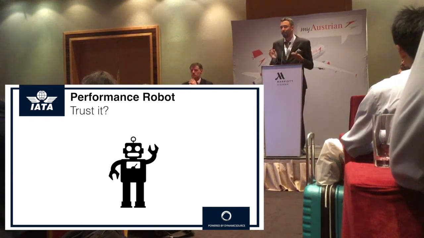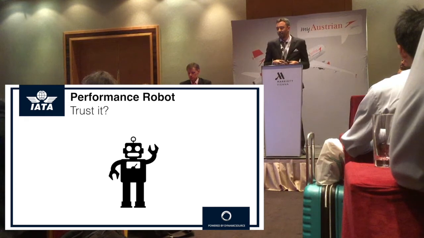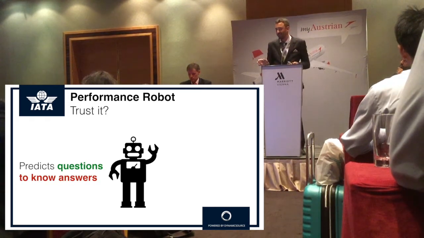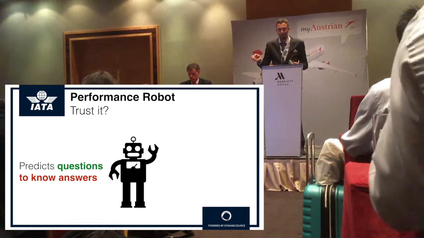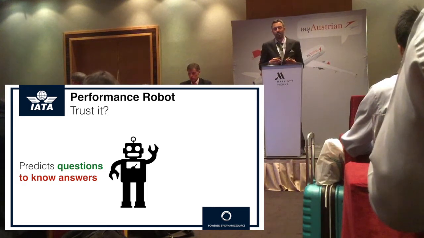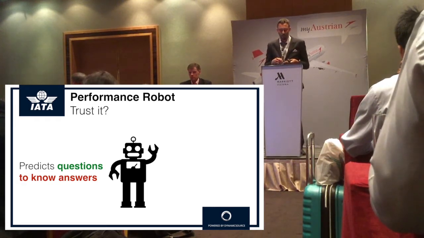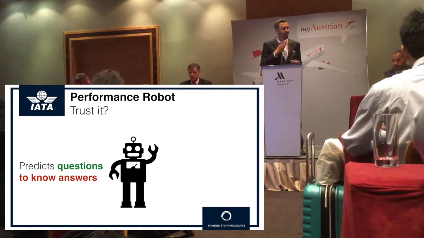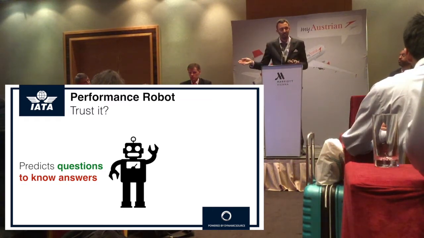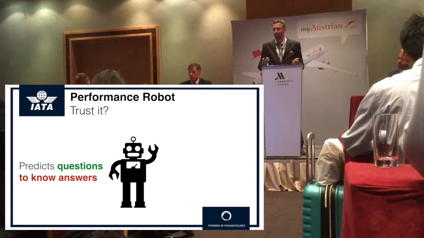So the key to trusting a performance robot is to understand that the performance robot will predict questions, not answers. So the performance robot will not guess what the V1 will be. It'll just, 2 hours before, let's say, a departure in Chicago, guess what the dispatchers and the pilots will ask for. And if the robot has already asked the same questions as they will do 2 hours later, it already knows the answer. We're not guessing answers, we're guessing questions.